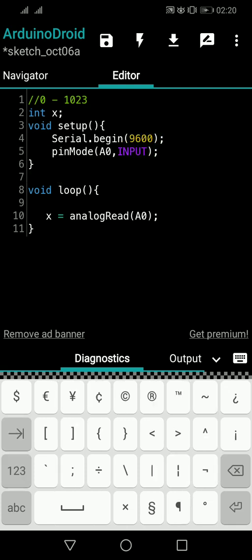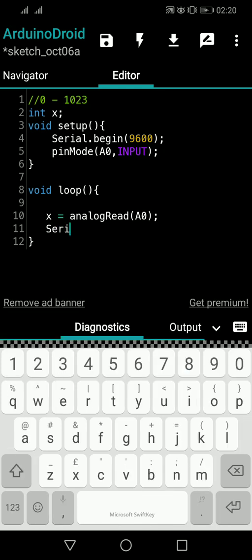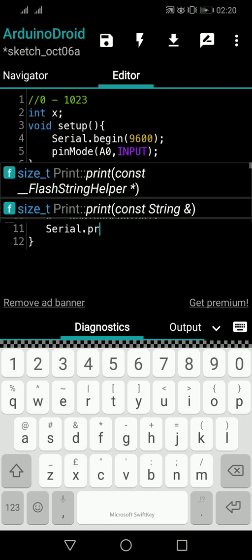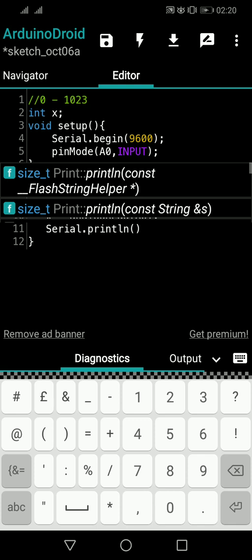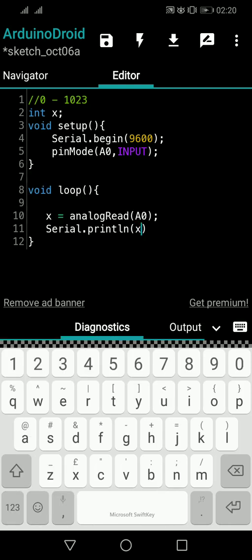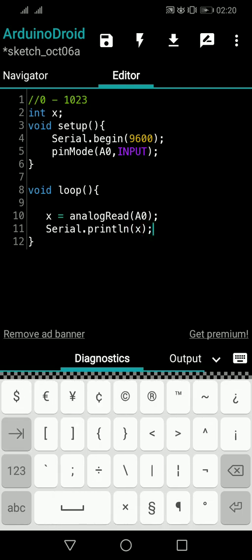Then here, once you assign the analog read value to x, you have to serial print x. That's it, because x is the value of the analog read, whatever the A0 value. So you have to serial print x. That's all you have to do. Use a semicolon, obviously, no doubt on that. Now you will see the A0 pin will be read for its analog input, and whatever the read value will be assigned to x.